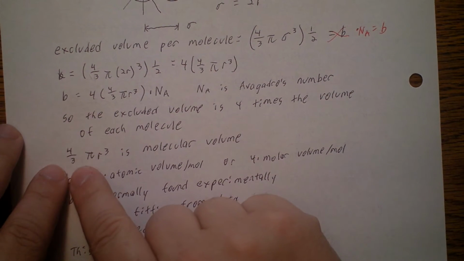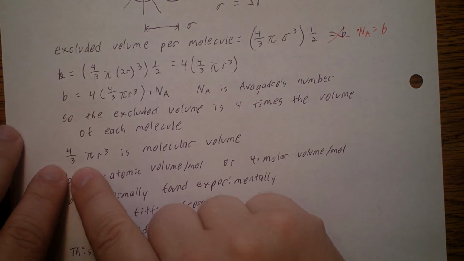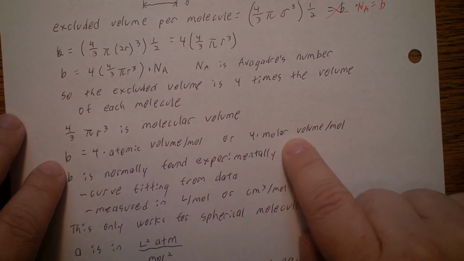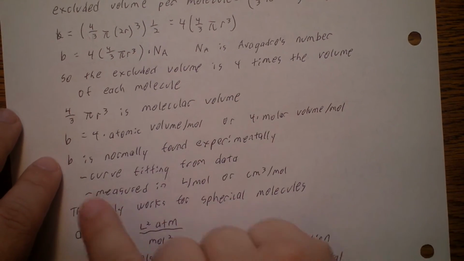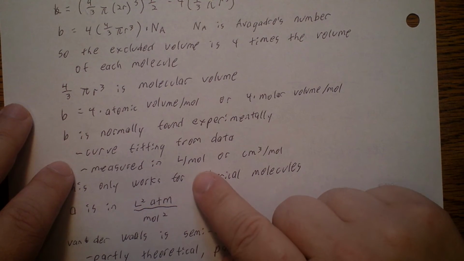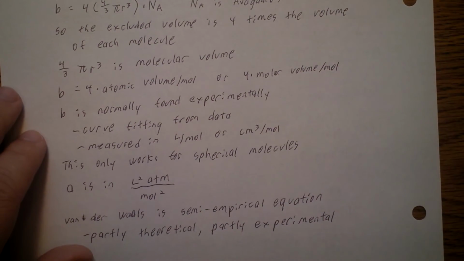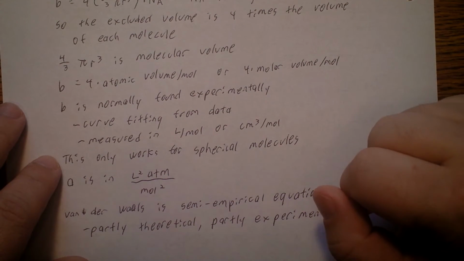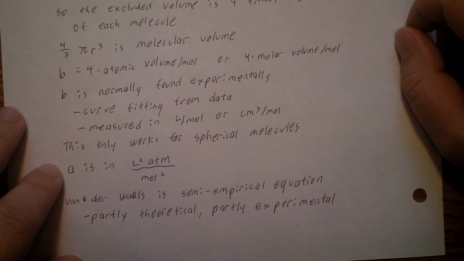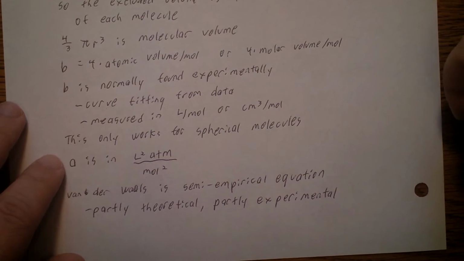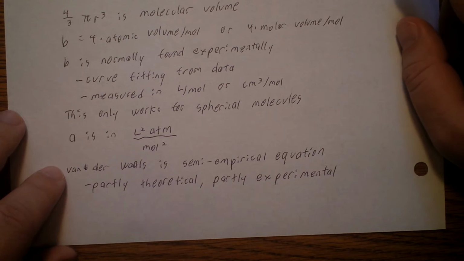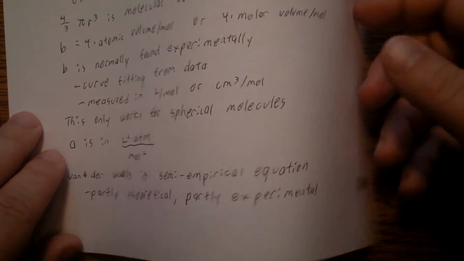Okay, so because the volume of one molecule is 4/3 pi r cubed, B is 4 times the atomic volume per mole, or 4 times the molar volume per mole. B is normally found experimentally. We can curve fit it from data, and it's going to be in units of liters per mole or centimeters cubed per mole. Of course, the way we calculated it only works for spherical molecules. And then A is going to be in liters squared times atmospheres per mole squared. Now, the van der Waals equation is a semi-empirical equation because it is partly theoretical and partly experimental.